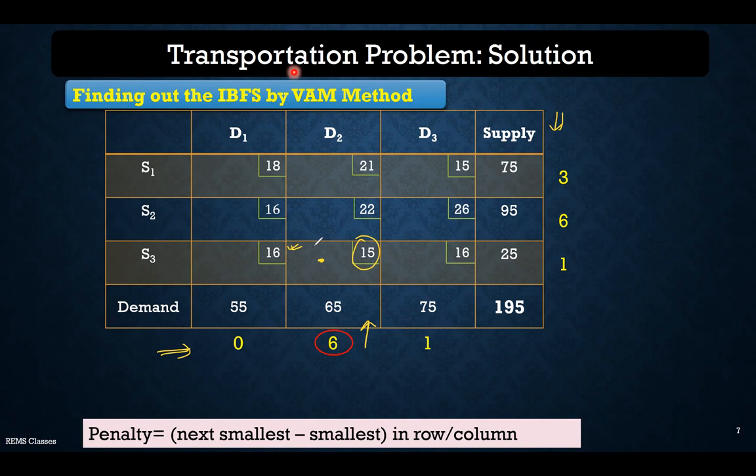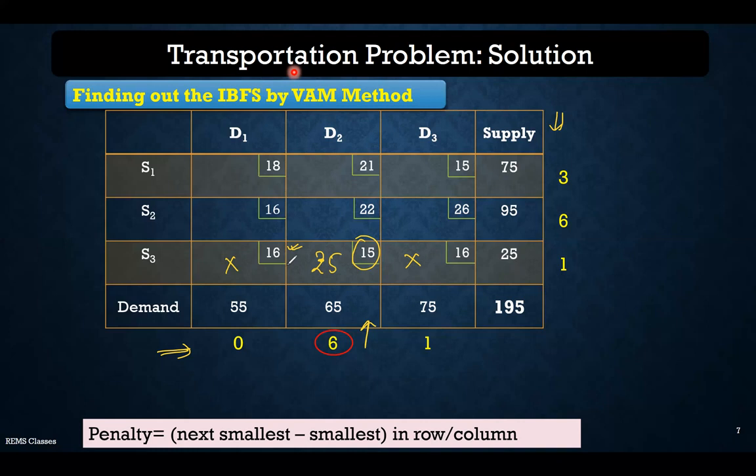Now we go to allocating the cell, in the same way we allocated in the northwest corner rule and in the least cost method. In this cell, there is a demand of 25 units and a supply of 65 units. So we allocate 25 in this cell. This particular row is satisfied, so we will cross this row.